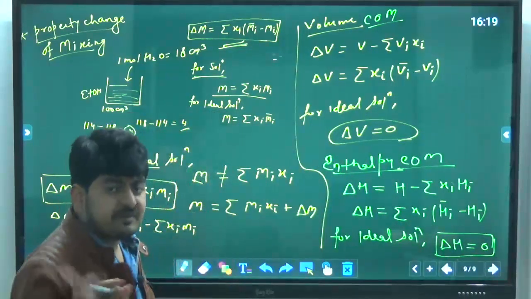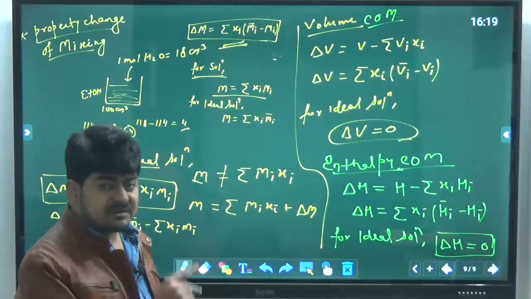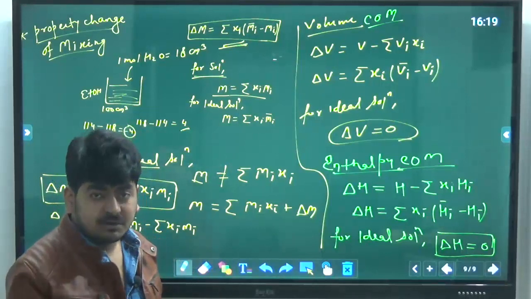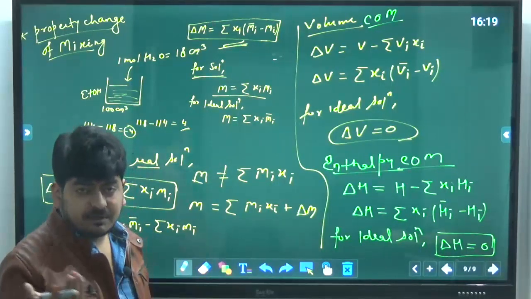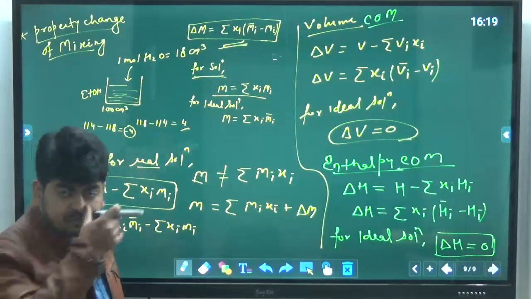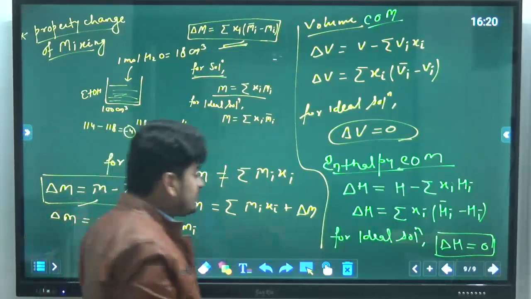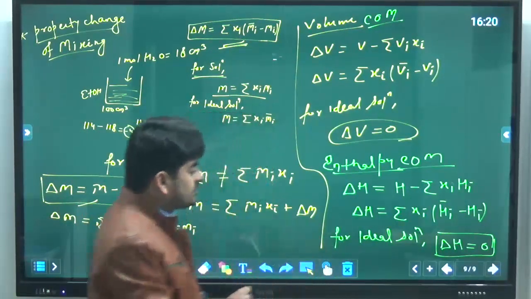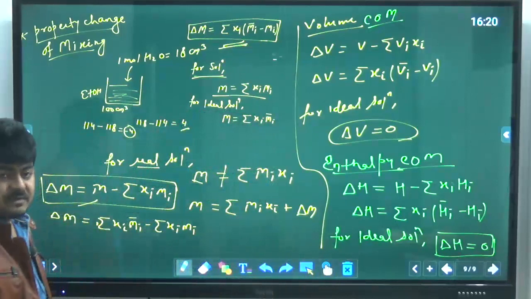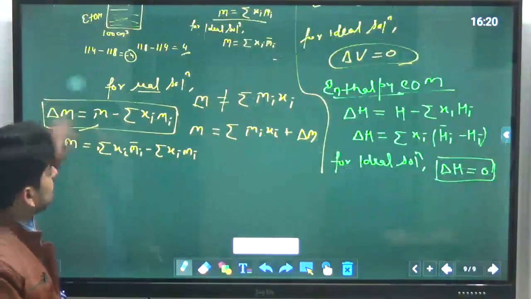So that thing should be clear to you. For ideal solution, enthalpy change of mixing will be 0 always. And don't get confused, this is the enthalpy change of mixing, not the enthalpy of the solution. Enthalpy of solution is a different thing, like enthalpy of reaction, enthalpy change of solution, and this is enthalpy change of mixing. These are different things, so you don't need to get confused about that. So for ideal solution, this is the enthalpy change of mixing.